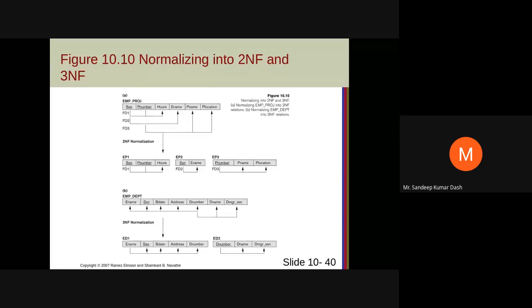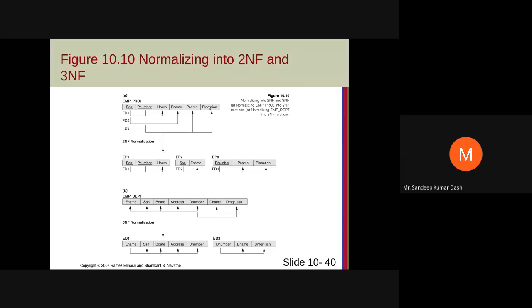See one example here. You might not have seen this notation before. Here FD1 means functional dependency 1, the first functional dependency. This is a given relation. Assume that this is a single relation in your database. It has these 6 attributes. SSN and P number combinedly are the primary key. Hours, ename, pname, p location are other attributes. In this case, I will say that these two are my prime attributes because these are combinedly called the primary key. These 4 are non-prime attributes, because they are not part of any of the key.